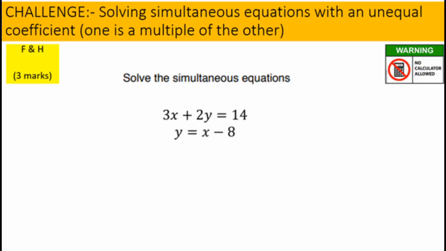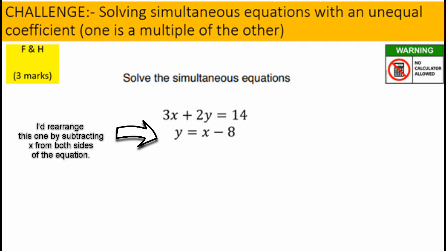Here is a question for you to have a go at. Slightly unusual, slightly more difficult. You want your x's and y's on the same side. So we need to rearrange this ever so slightly. I would suggest subtracting x from the second equation and then giving that a go.